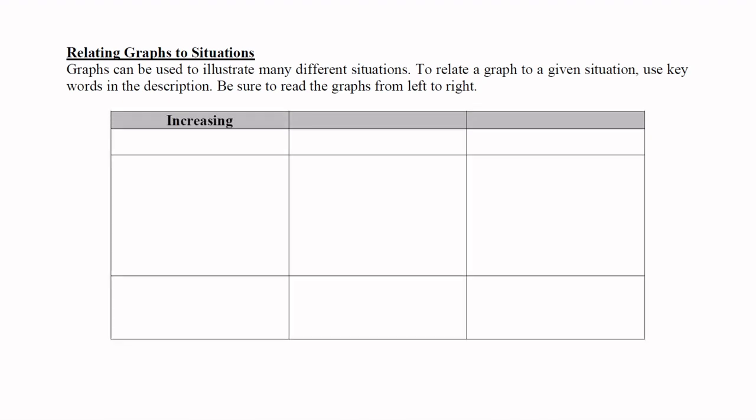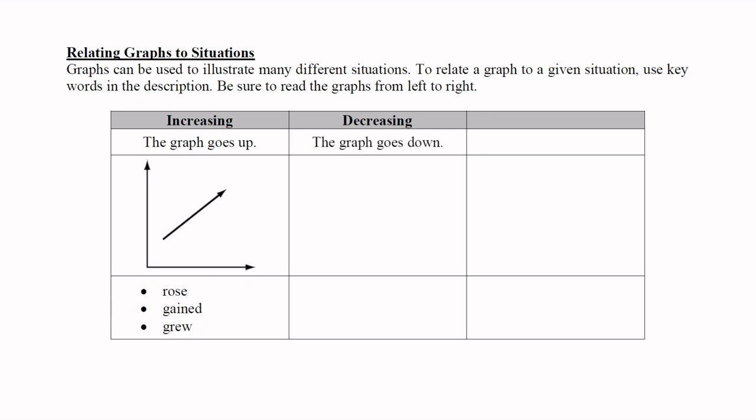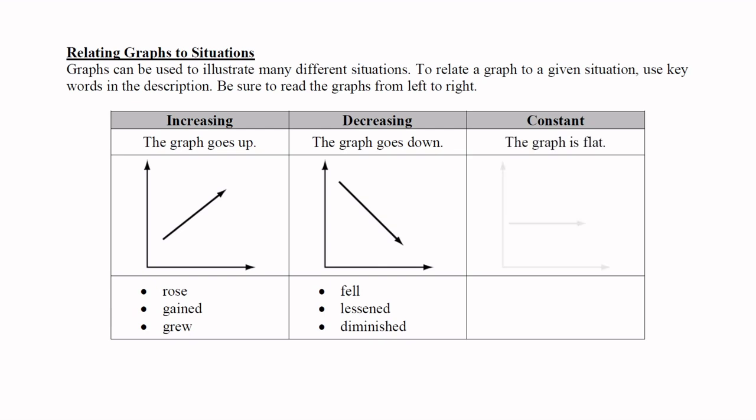So let's talk about the different types of situations we have. We have increasing graphs where the graph goes up, again, from left to right. Words that we use to describe increasing graphs include rose, gained, and grew. We also have decreasing graphs where the graph goes down from left to right. Words to describe this include fell, lessened, and diminished. Then we have constant graphs where the graph is flat. It is horizontal. And words we use to describe this are stays the same, steady, and continuous.